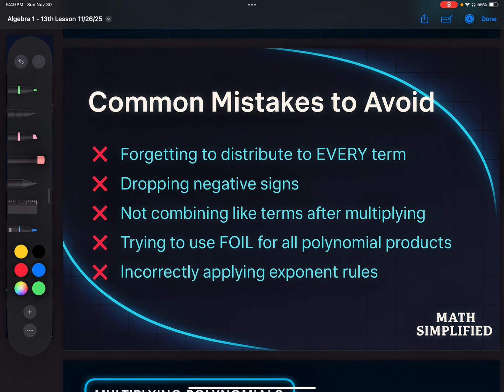Common mistakes to avoid: forgetting to distribute every term. You have to distribute every term. Then dropping negative signs, and not combining like terms after multiplying. That's very important. Don't try to use FOIL for all polynomial products. And then incorrectly applying exponent rules. You have to remember your exponent rules as well.